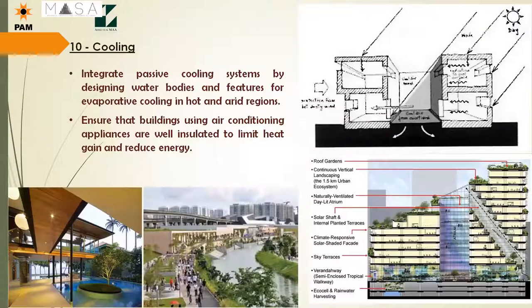Then for the cooling system, as I said, you have all this wind cross everything, but at the same time, you can also cool the entire building by creating a water body, or you call it a water feature. It helps to evaporate and make the space look cool, especially in hot areas. And at the same time, air conditioning is helping if you're using a so-called commercial building.